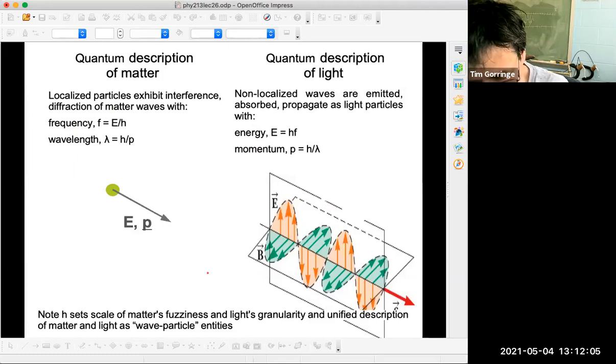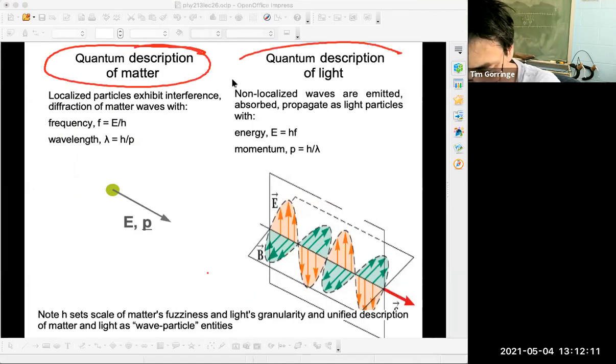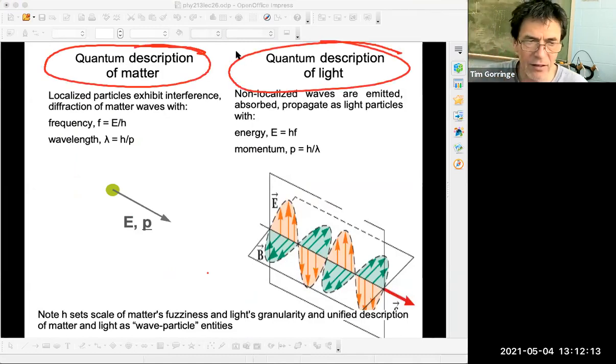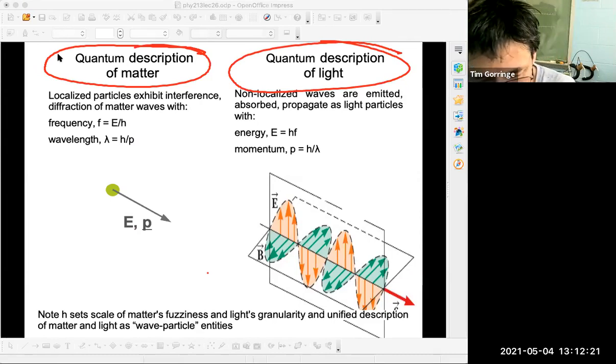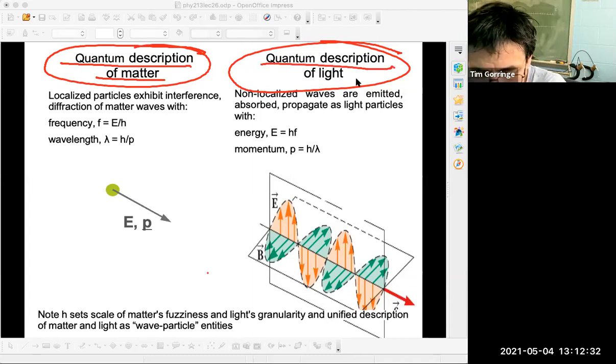Okay, so I wanted to remind you of this slide. So this is an old slide. We've met this slide before, because it kind of lists the two ingredients that Bohr built his atomic model from. He built his atomic model from a combination of the quantum description of matter and the quantum description of light.